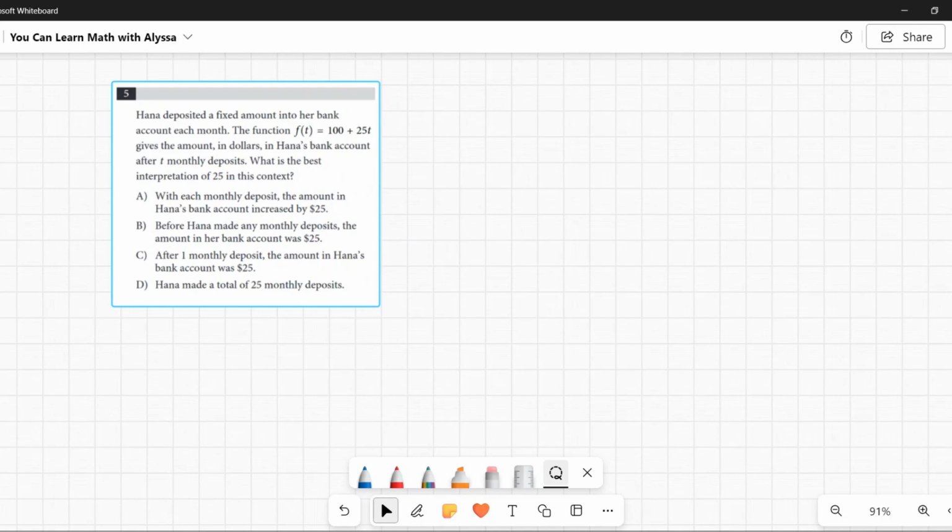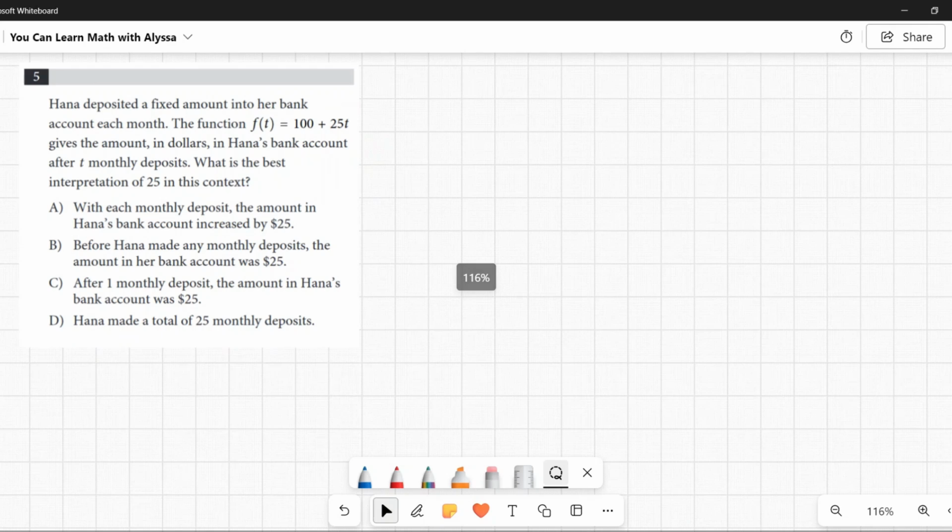Number 5. Hannah deposited a fixed amount into her bank account each month. The function f of t equals 100 plus 25t gives the amount in dollars in Hannah's bank account after t monthly deposits. What is the best interpretation of 25 in this context?